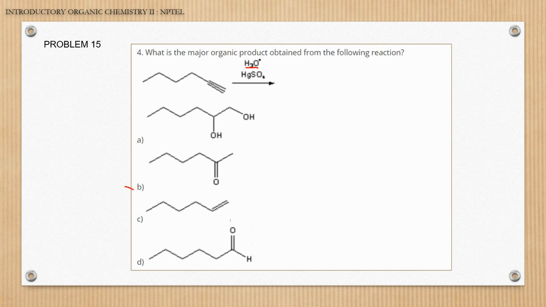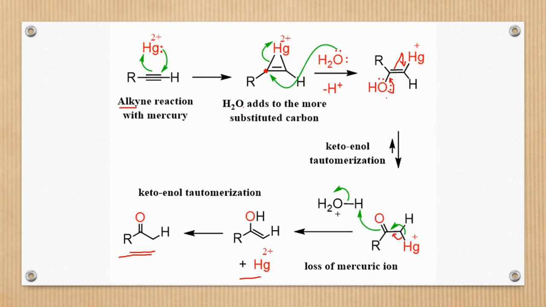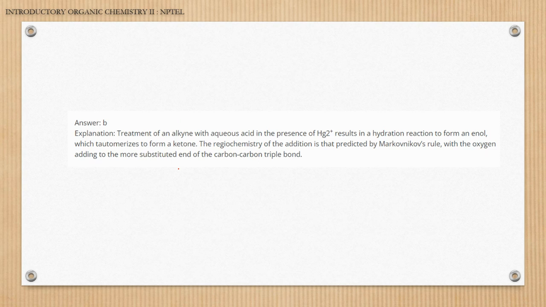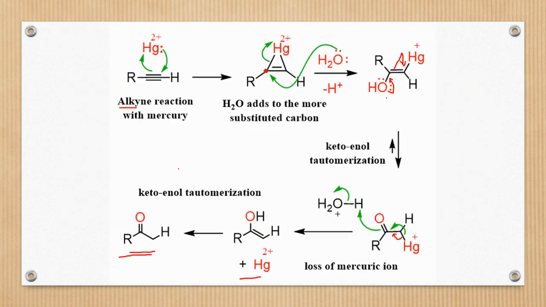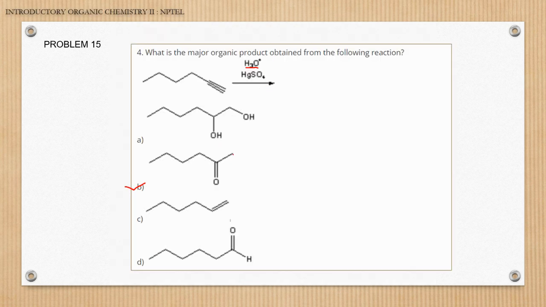So option B will be the correct one. Why? Because I have told you that the water molecule will attack the more substituted site, and here the more substituted site is attacked by the water molecule, and you will get this ketone molecule rather than the aldehyde, right? And also the carbon chain is longer. So B is the correct option.